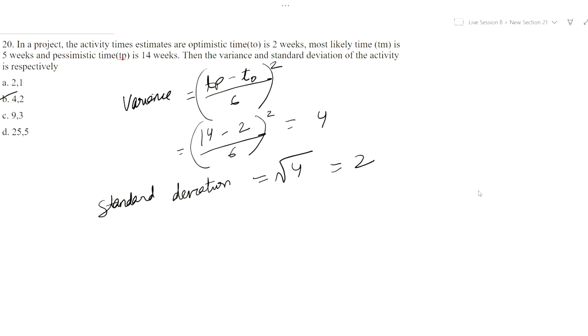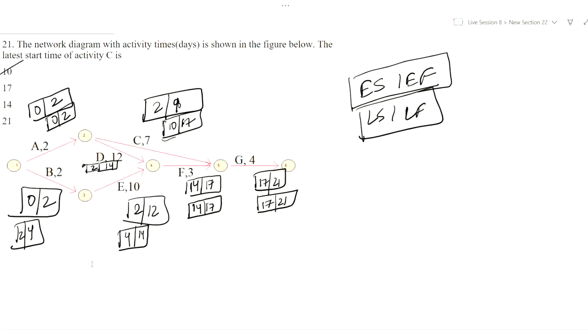Next, we come across a question where the network diagram is given. We have to find out the early start time, early finish time, late start time, late finish time for each activity, and after doing this we find out the latest start time of the activity.